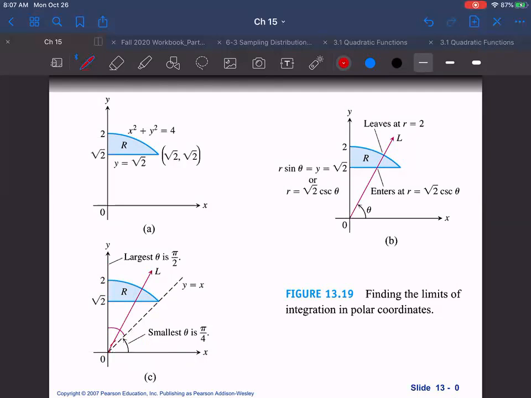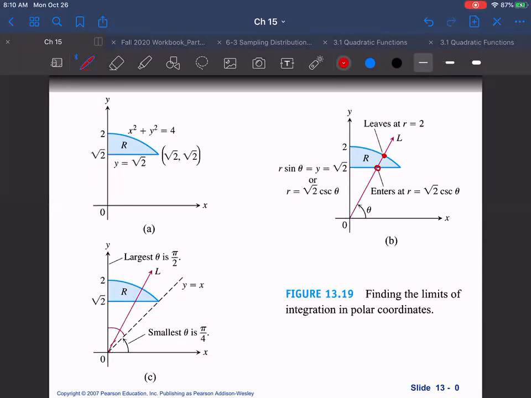And then up here, you're going to do something similar to what was done before, and look at where you enter the function. Here you're entering at r equals square root of cosecant theta, and then you're exiting at r equals 2. Just by doing that, you can get your limits of integration, and then you just integrate with dA being r dr d theta. All right, so I'm going to pause this real quick and check for any questions.